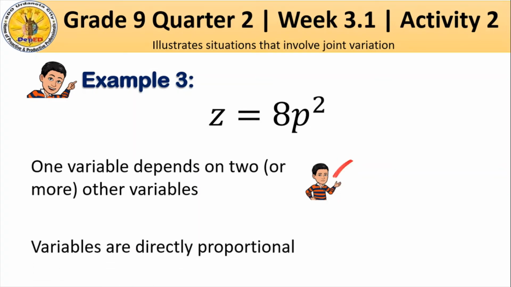Next, are the variables directly proportional? The given example satisfies this criteria, since z is equal to the product of a constant, which is 8, and the square of p. Since one of the criteria did not satisfy the given variation equation, then we can establish the fact that this is not a joint variation equation.